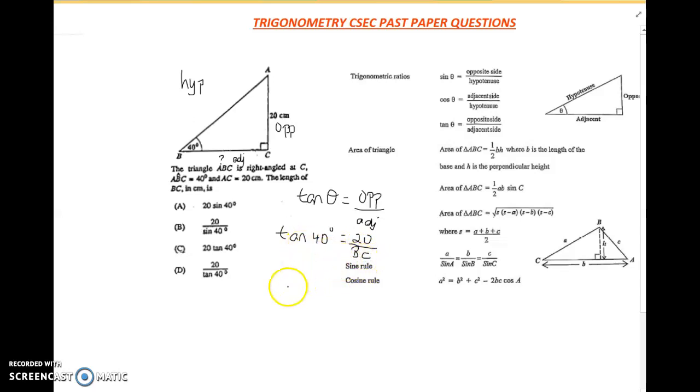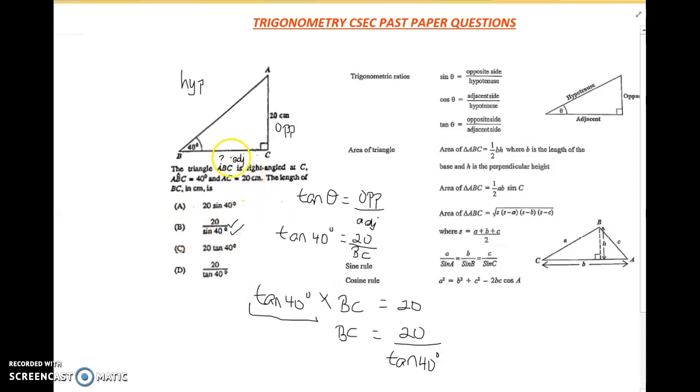If I'm dividing by BC here, when I carry it to the other side, it will become multiplication: tan 40 degrees multiplied by BC, and that's equal to 20. And now BC is equal to, let's carry this across, so multiplication by tan 40 degrees becomes division by tan 40 degrees. And that's my answer, which is B.